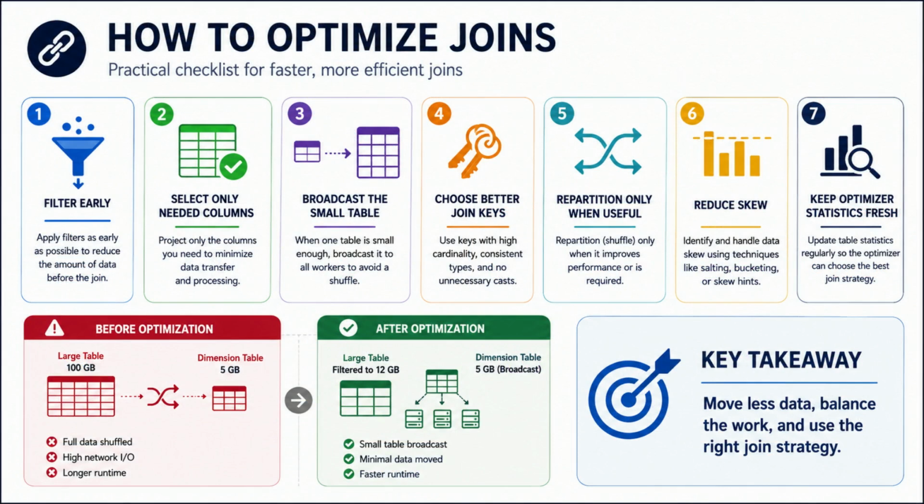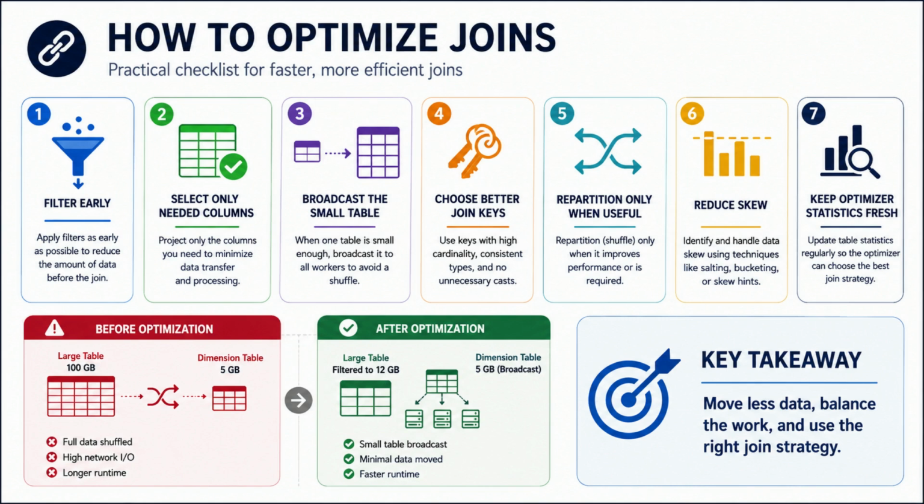First, filter early. Remove unnecessary rows before the join. Second, select only needed columns. Wide rows increase memory and shuffle cost. Third, broadcast the small table when it is safe and appropriate. Fourth, choose better join keys. Use consistent data types, clean formats, and keys with good distribution.